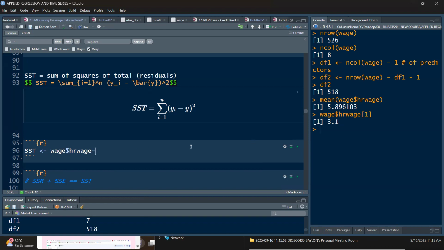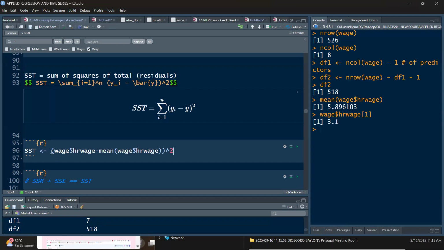And then we subtract it by the mean. I'll just copy this, class. Control C, Control V, the mean of the hourly wage. So we're subtracting here, and then we have to get the square. Squared. There you go, class. We squared it. So there will be 526 observations. Since there are 526 rows, there will be 526 y sub i's minus the mean. So there will be 526 values for that. And then we should sum that up.